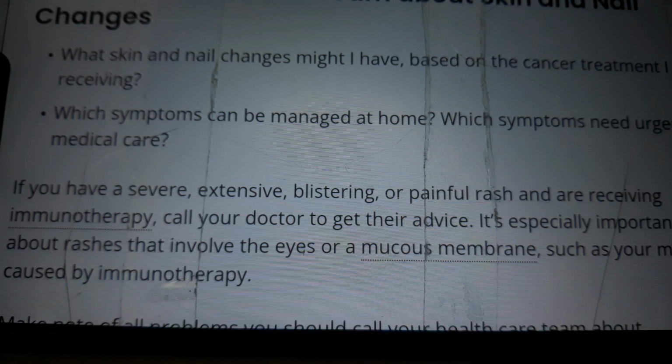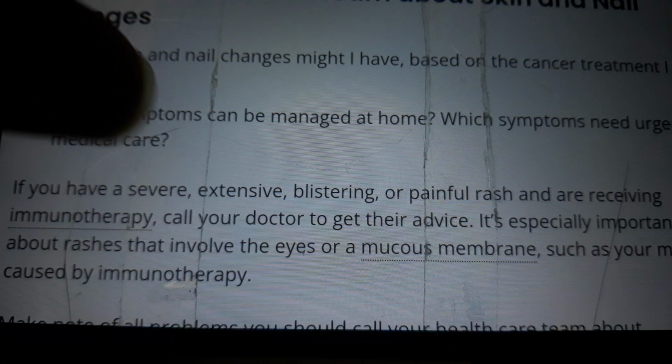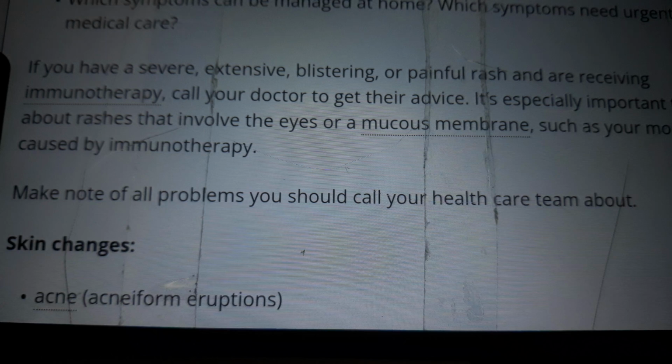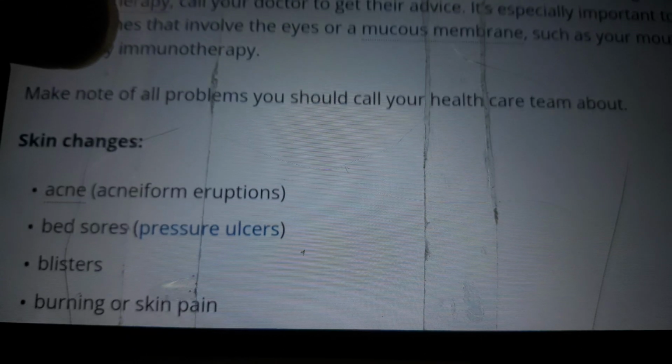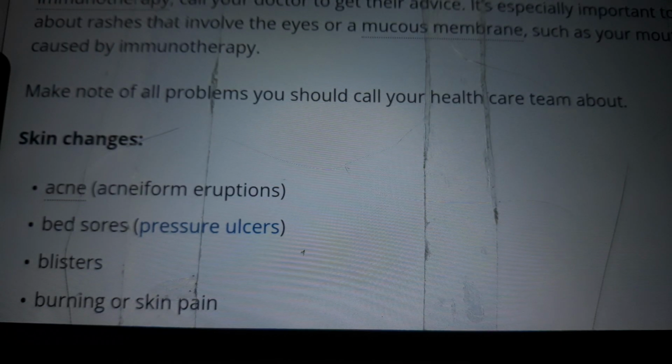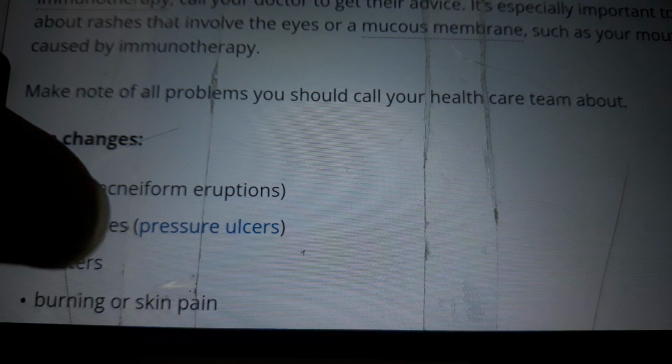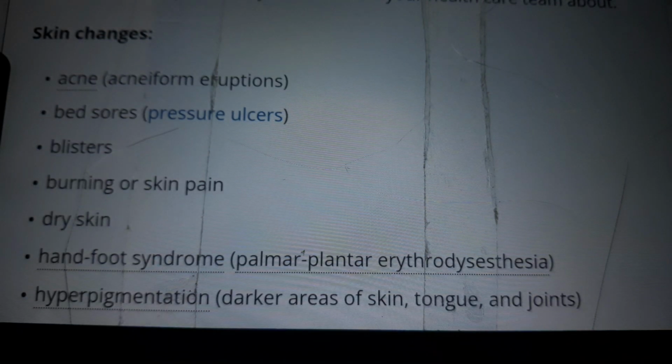What skin and nail changes might I have based on the cancer treatment I'm receiving? Which symptoms can be managed at home? Which symptoms need urgent medical care? If you have a severe, extensive, blistering or painful rash and are receiving immunotherapy, call your doctor to get their advice. It's especially important to call about rashes that involve the eyes or a mucous membrane, such as your mouth, caused by immunotherapy. Make note of all the problems you should call your healthcare team about.